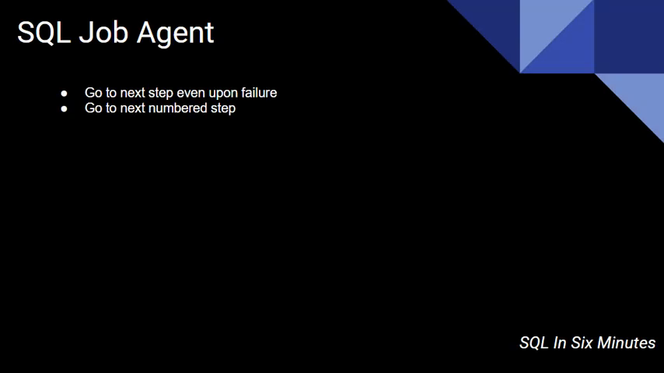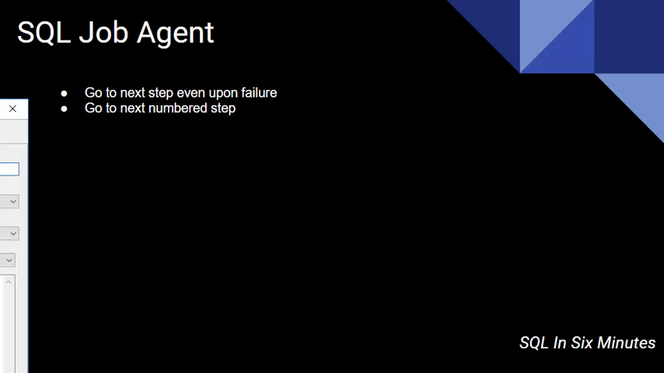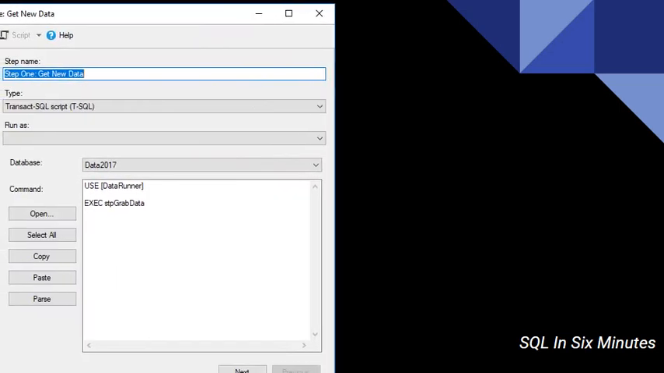We're going to be looking at how to go to the next step in a SQL Server job agent, even upon failure. So even if we hit a failure, we still want to go to the next step. Let's say we have 6 data loaders. One of those data loaders fails, but we still want to do analysis on the next step. So we'll look at this here.